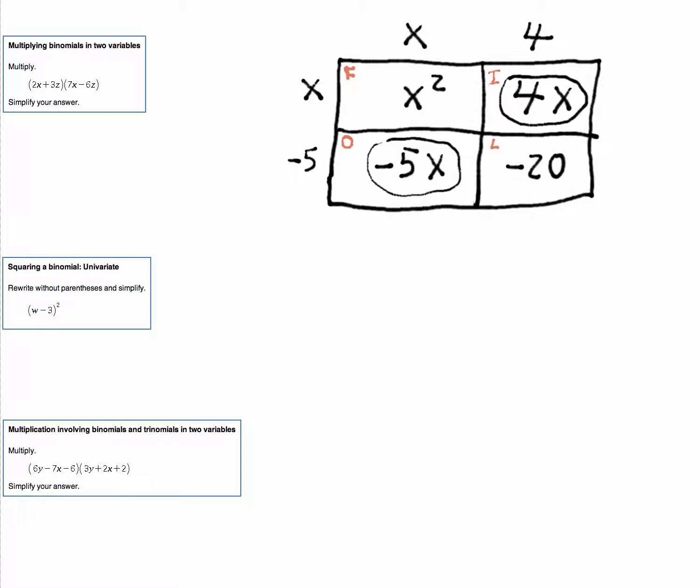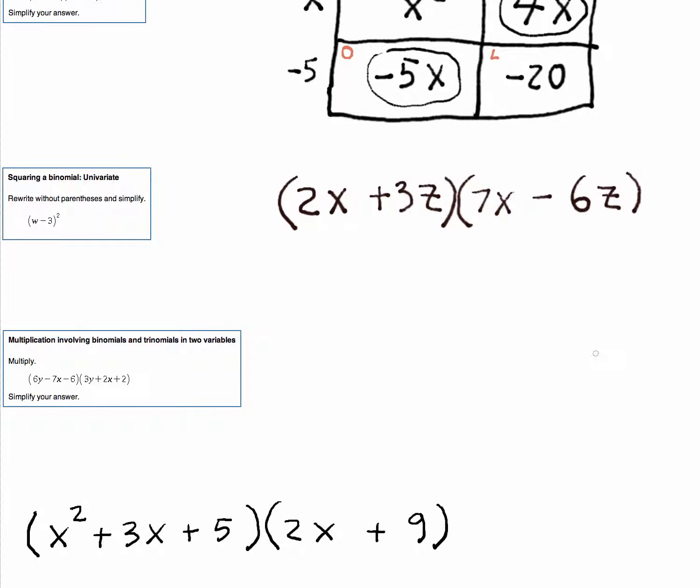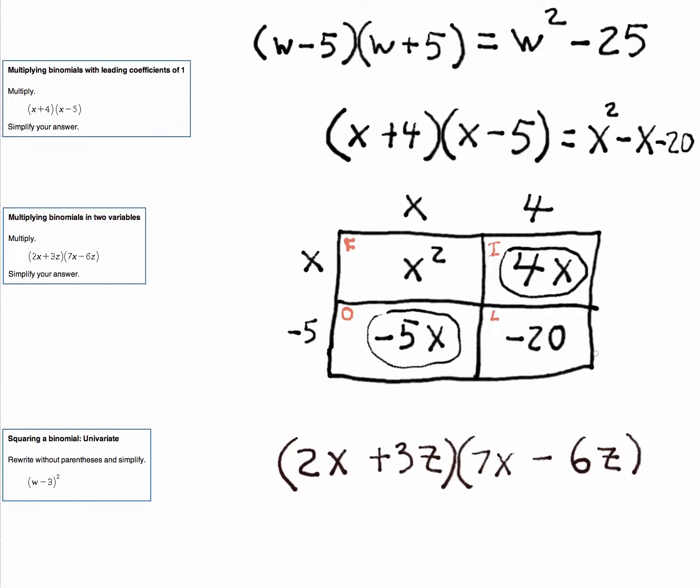Okay, so let's take a look at this next one here and see how that goes. So I want to find out what this is called, multiplying binomials with two variables. Okay, so I want you to see that this is exactly the same also. 2x plus 3z, we want to multiply that times 7x minus 6z. So I'm going to do the exact same thing. In fact, let me just do it right above here. I'll erase this template here, and we'll just see that it all works the same.